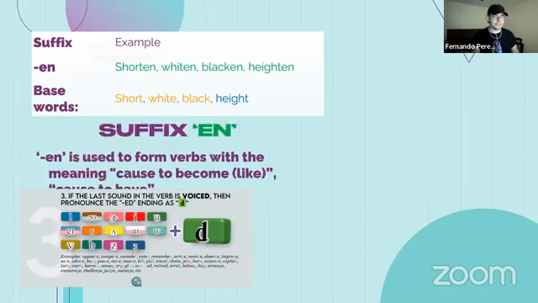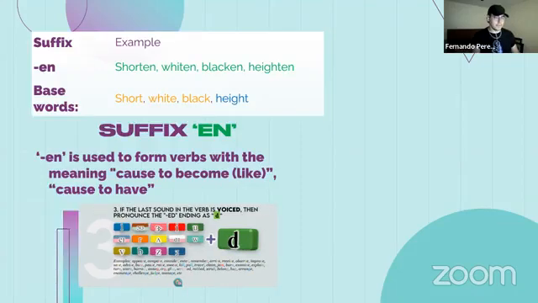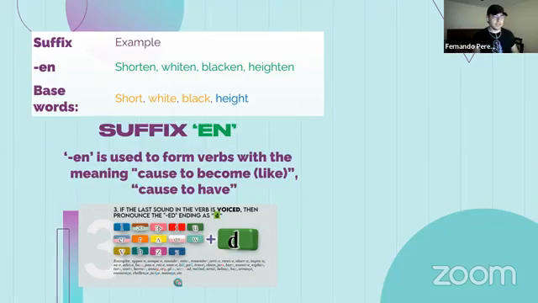So there we go. Regular verbs. And here we go. Help me with the rest.